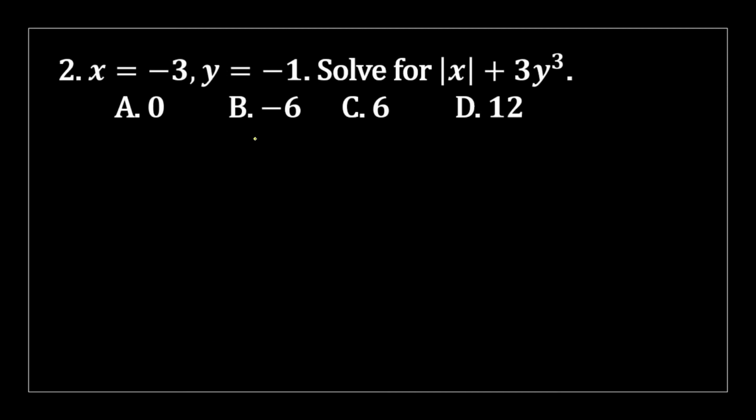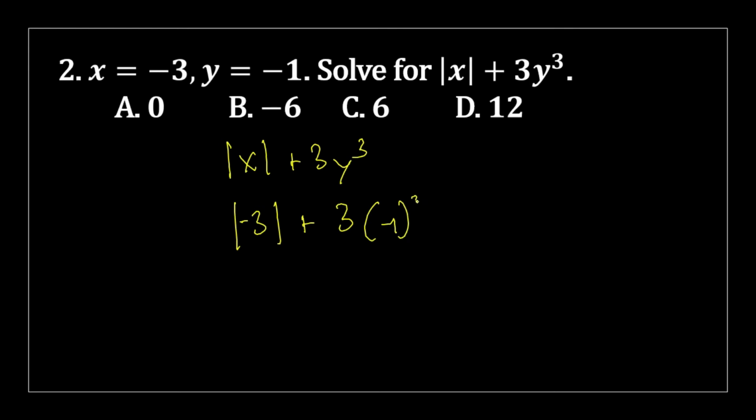Number 2, if x is equal to negative 3, y is equal to negative 1. Solve for this. Again, let's write this. Absolute value of x plus 3, y raised to 3. Again, the value of x is negative 3. Plus 3 multiplied by negative 1 raised to 3.